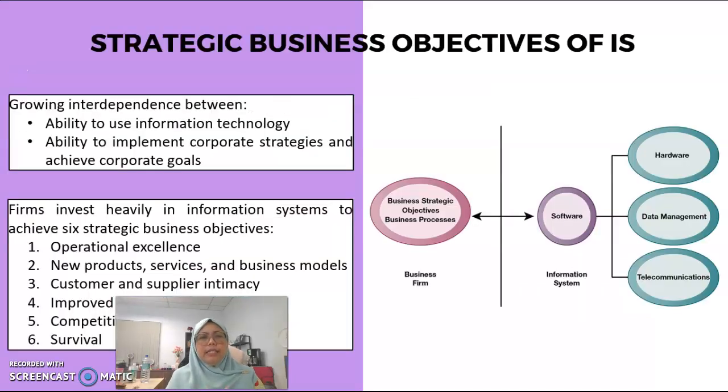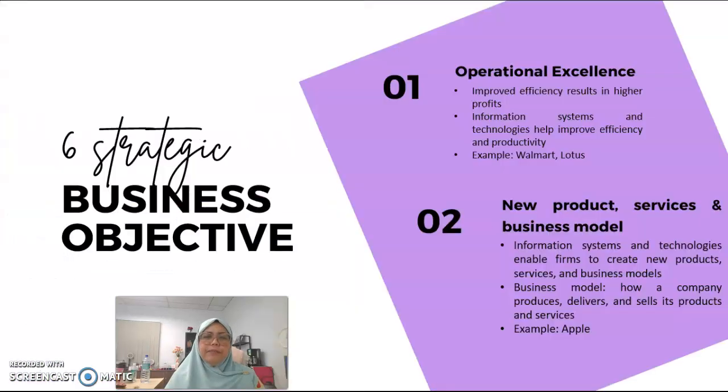Okay, the next one is the strategic business objectives of information systems. This is a growing interdependence between the ability to use IT and the ability to implement corporate strategies and achieve corporate goals. Actually, there are 6 strategic business objectives. The first one is operational excellence, then new products, services and business models, customer and supplier intimacy, improved decision making, competitive advantage, and the last one is survival.